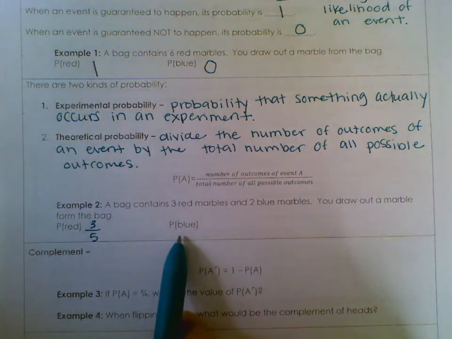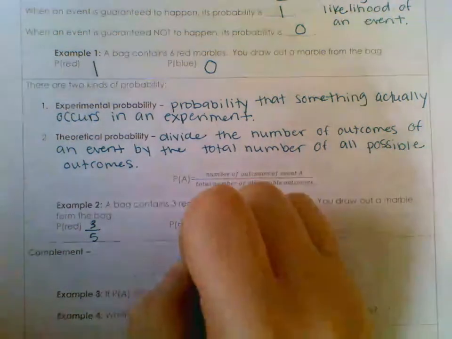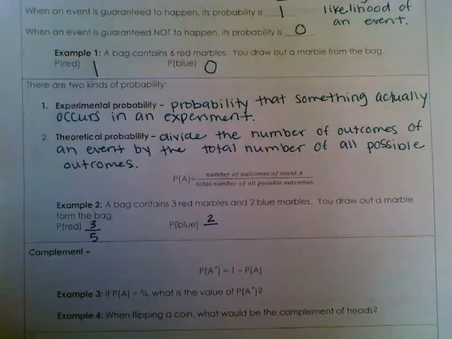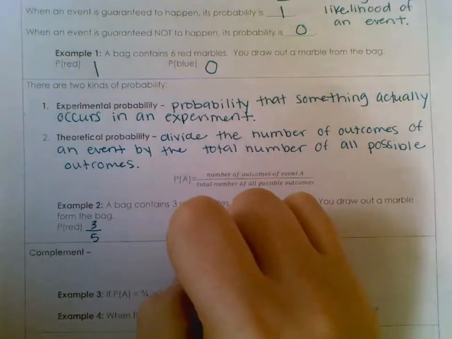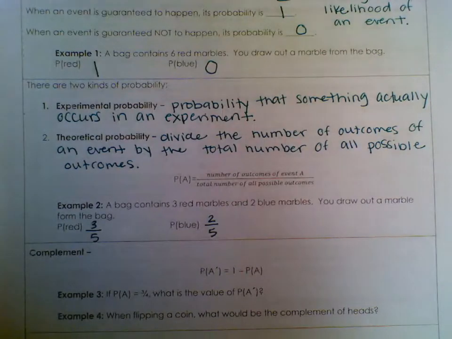What's the probability of getting a blue marble? Here there are 2 blue marbles out of how many marbles total? 5. So the probability of getting a blue would be 2/5.